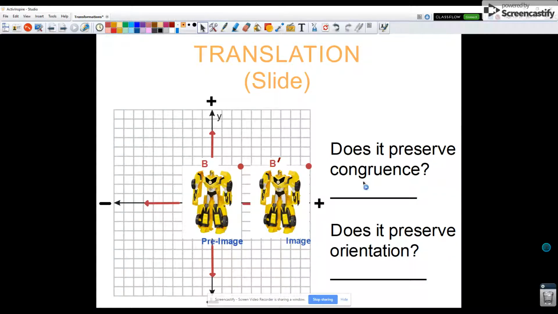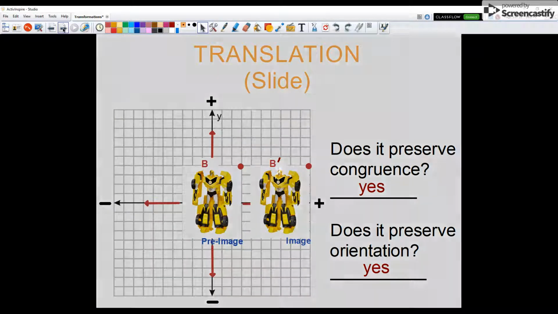So now let's discuss congruence and orientation. Did B maintain congruence? Does he have the same size and shape? Yes, he does. So therefore, congruence was preserved. Does he preserve orientation? Well, he's facing to the left in the pre-image and continuing to face to the left in the image. So yes, orientation was preserved.